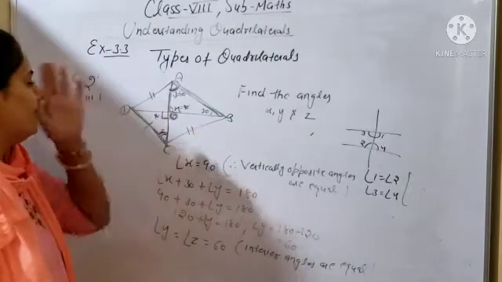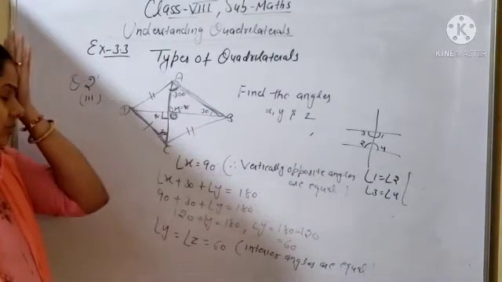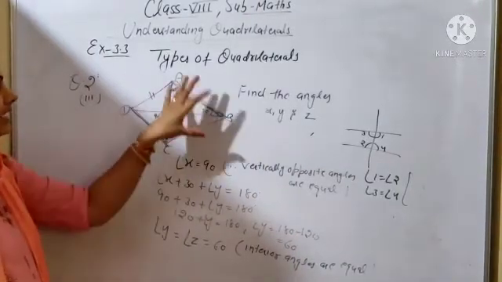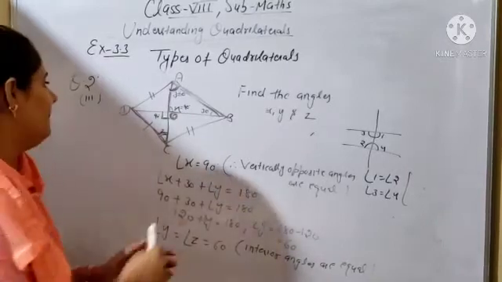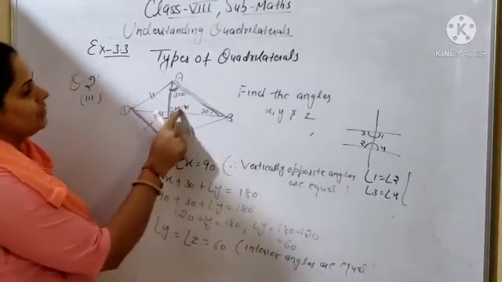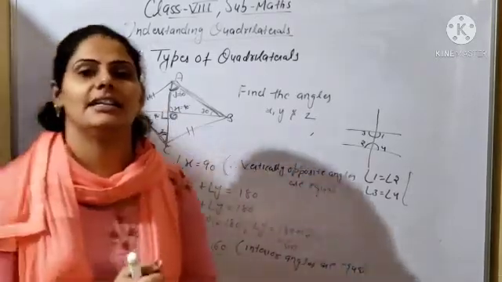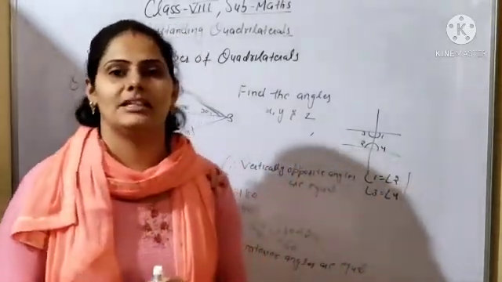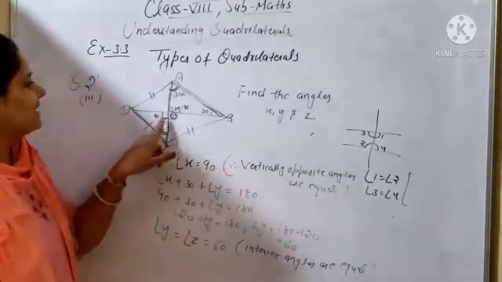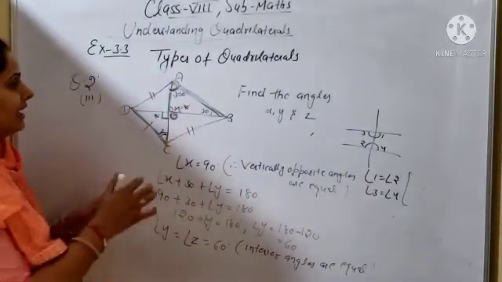So beta, which property will you apply in this parallelogram? This one, ABCD, is a parallelogram. One angle is given, and you have to find this other angle. When two lines intersect each other, vertically opposite angles are equal. So this angle is 90, so this one will also be 90.